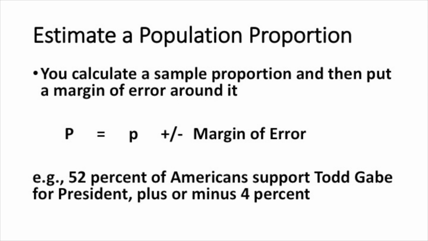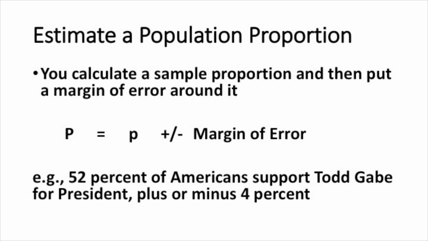Here you see the formula. You have an uppercase P on the left-hand side. It represents the population proportion. And that population proportion is equal to a lowercase p, which is a sample proportion, plus or minus a margin of error. In a different video, I'll show you the exact formula we use to calculate this margin of error. But for now, just think about the intuition about what that margin of error represents.